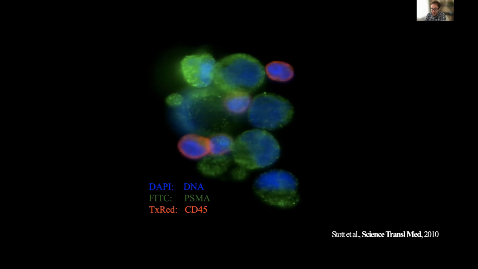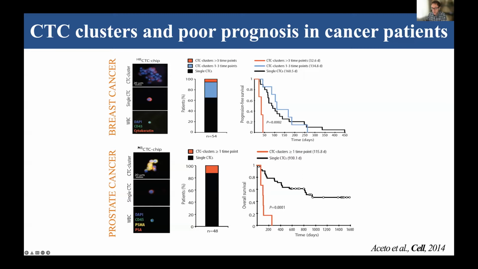And so we started looking into that, and I will go quickly through this data because it has been published a while ago. So this shows that the presence of these clusters in patients with breast cancer or prostate cancer is a very clear predictor of a poor outcome. In breast cancer, we could show that having clusters correlates to a shorter progression-free survival. In prostate cancer, we could monitor patients for a much longer period of time, and we could show that the presence of just one cluster during one single time point was enough to determine a very short overall survival compared to patients that had only single CTCs.